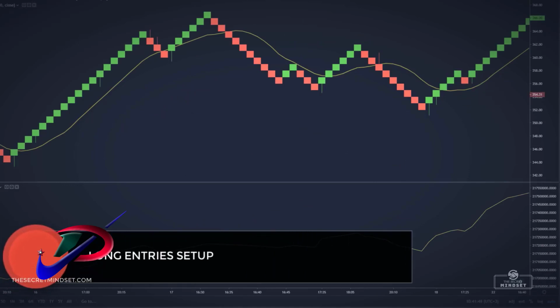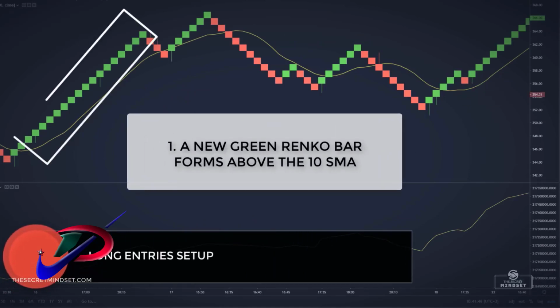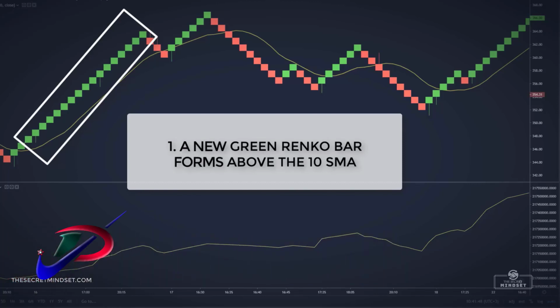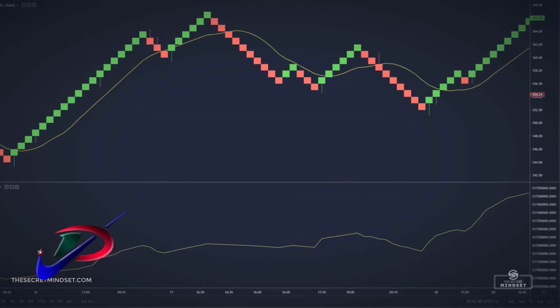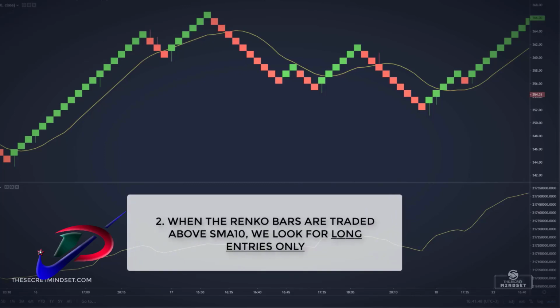Here is the setup for a long signal. A new green Renko bar forms above the 10 simple moving average. We only take trades in the direction of the simple moving average. When the Renko bars are traded above the SMA, we look for long entries only.